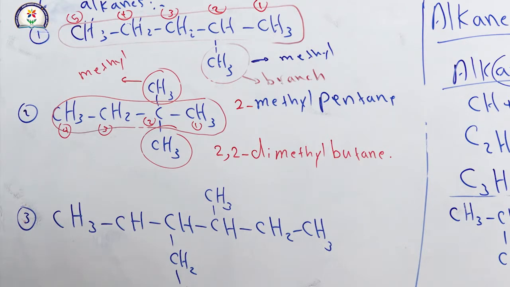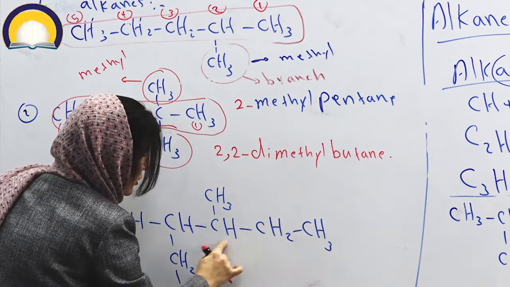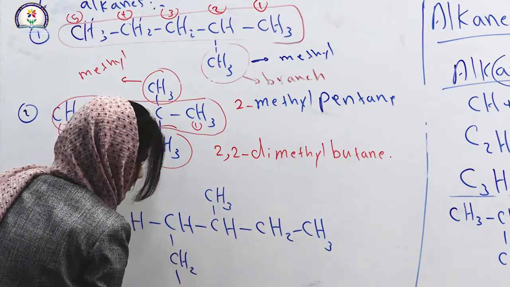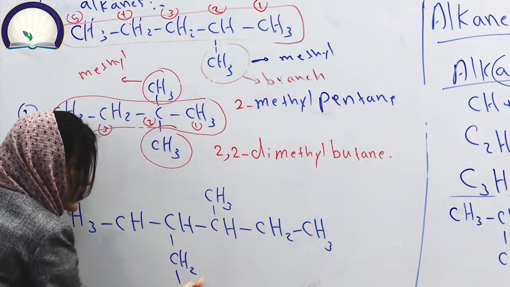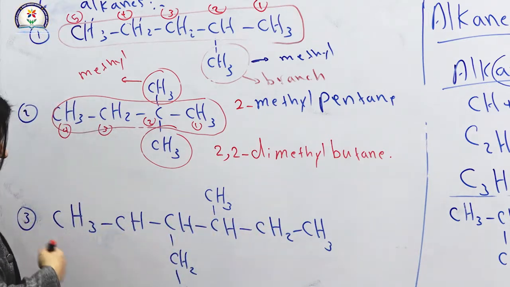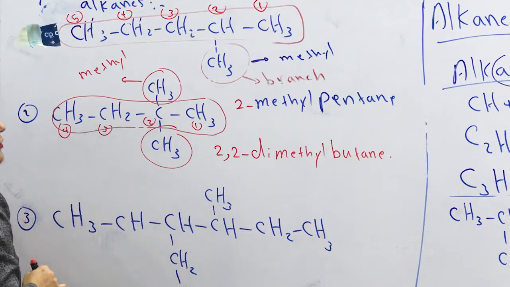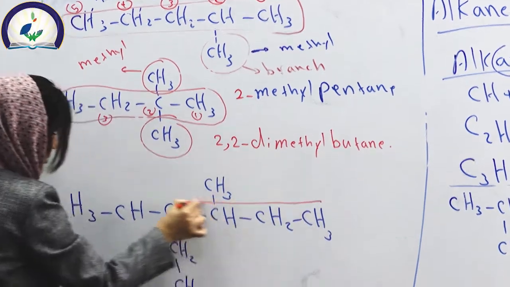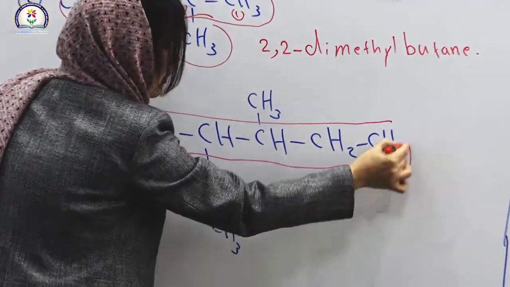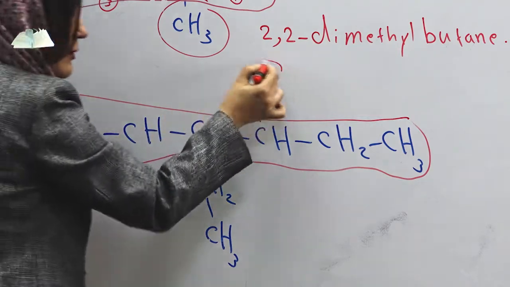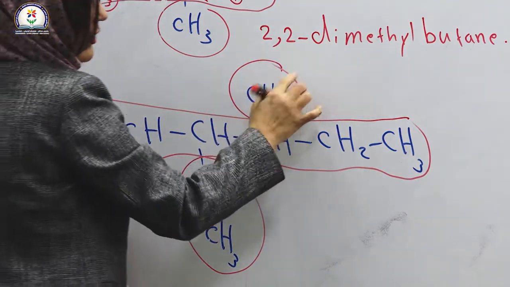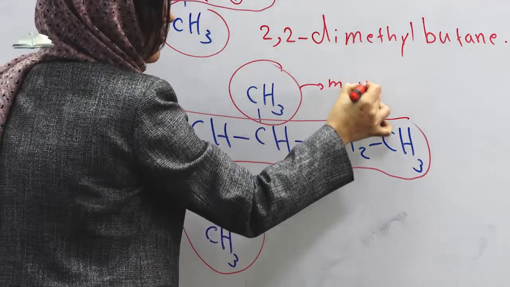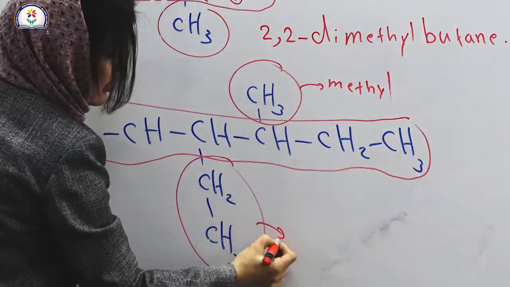I am going to explain the next one for you. We are going to choose the longest chain. 1, 2, 3, 4, 5, 6. Choose this or this, the same. Both have the same number of carbon atoms. I am going to choose this straight one. This will be a branch, and this will be a branch. What's the name of this? I told you, methyl. And this is ethyl.